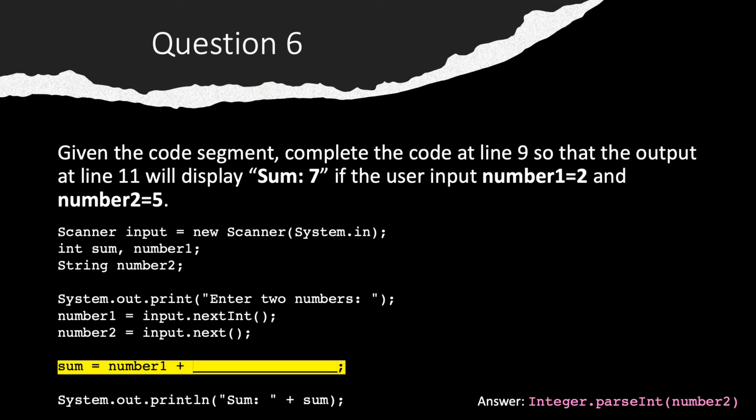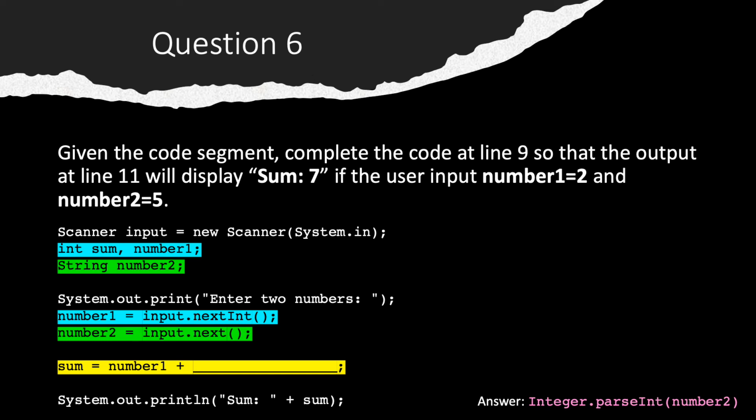Question 6. Given the code segment, complete the code at line 9 so that the output at line 11 will display sum 7 if the user input number 1 equal to 2 and number 2 equal to 5. If you look at this code, we have int sum and int number 1. So that's why when it prompts the user to enter a number, number 1 will be kept as an int as it calls the next int method. For number 2, it is of type string, so we use number 2 equal to input.next.